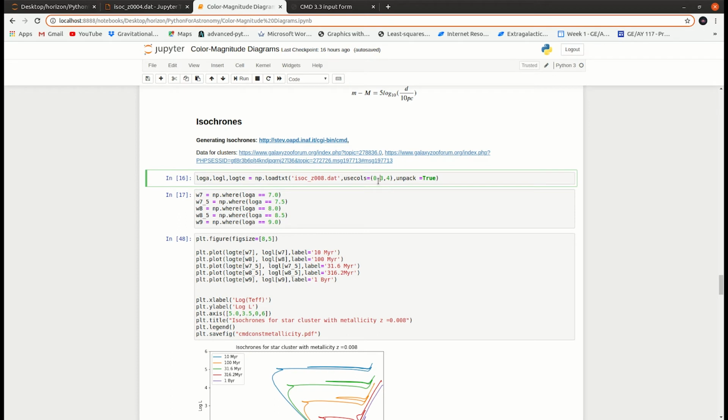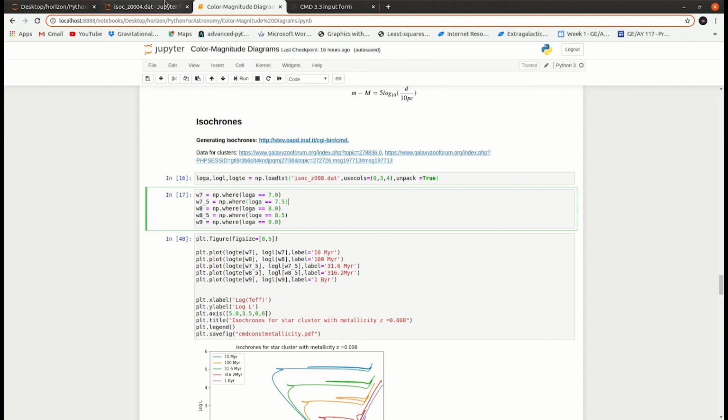So I take columns 0, 3, 4. If you remember, this np.loadtxt was the command which I used for loading the text files into different numpy arrays. I use unpack equal to True because I want them to be unpacked. I'm using columns 0, 3, and 4.